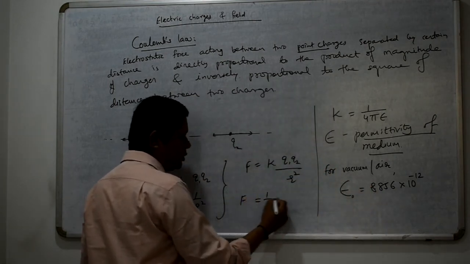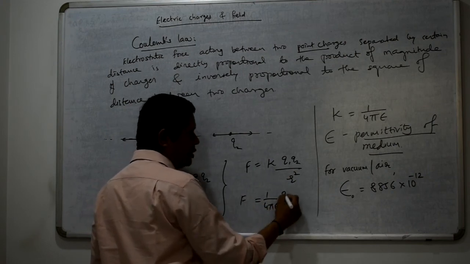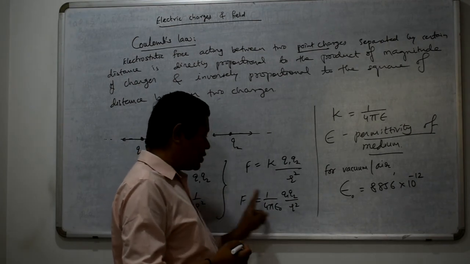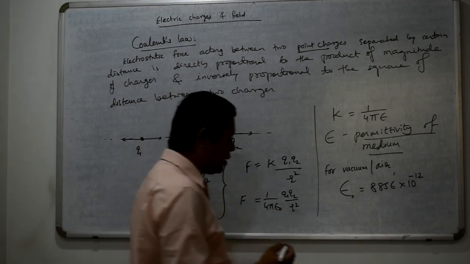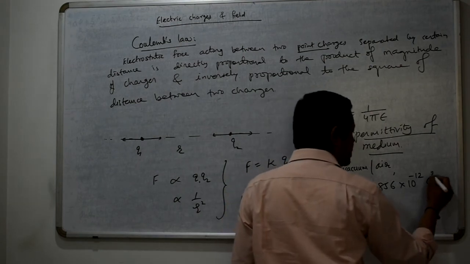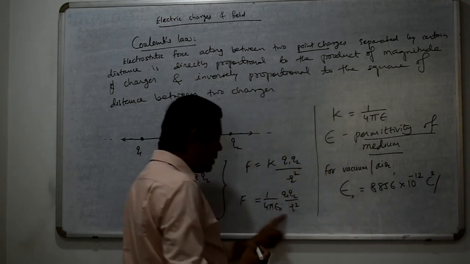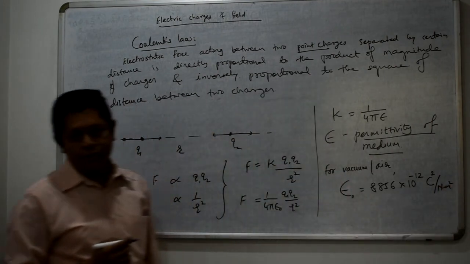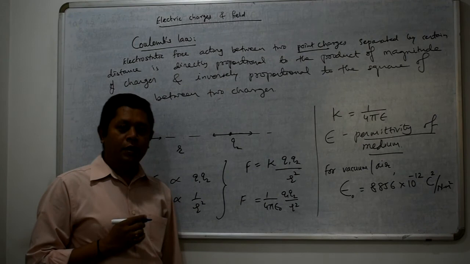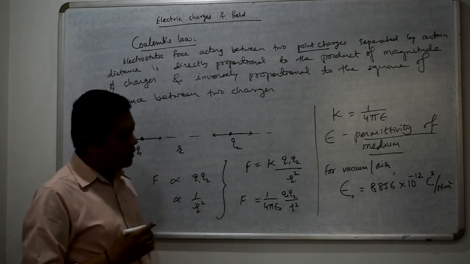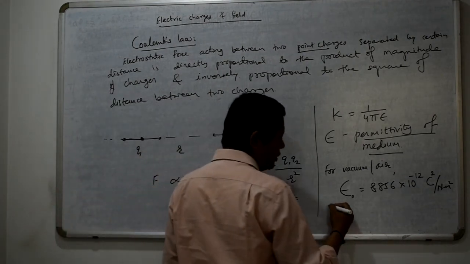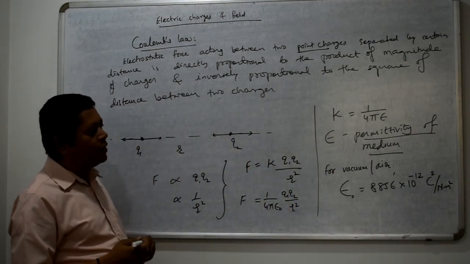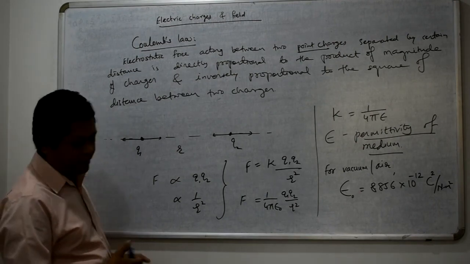The unit of that, you can write: suppose K is equal to 1 upon 4 pi epsilon 0, Q1Q2 by R square, then you can get the equation of epsilon 0 as Q1Q2 upon 4 pi F R square. And Q1 into Q2 is Coulomb square, upon F R square, that is Newton meter square. So this is the SI unit of epsilon 0, the permittivity of vacuum or air. For any other medium, its value is different. So for different media, the value of permittivity is also different.